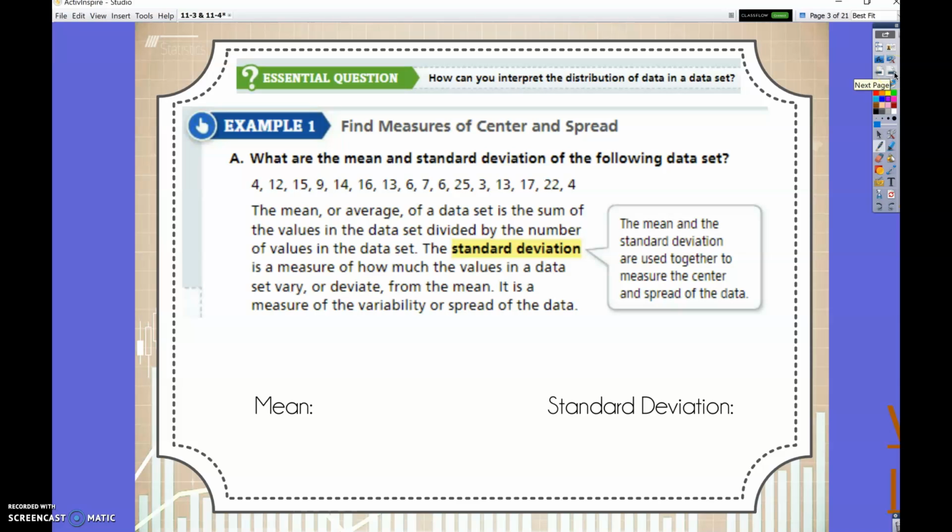For mean, remember that's the word average. So mean is an average. If we were going to do this by hand, of all these numbers and take the average, we'd add them all up and divide by how many there are.